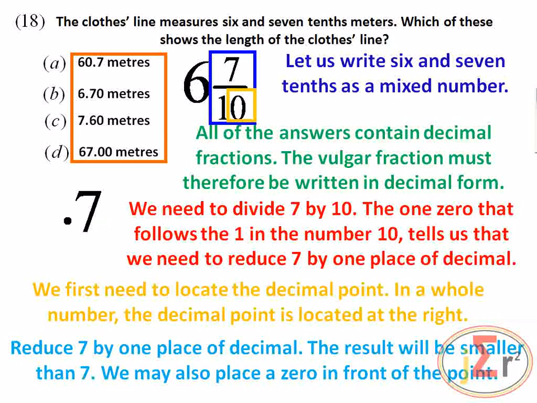1 place of decimal. And we also include that leading 0. It is not good manners to write an answer like .7, but to write it as 0.7, declaring explicitly that there is no whole number.